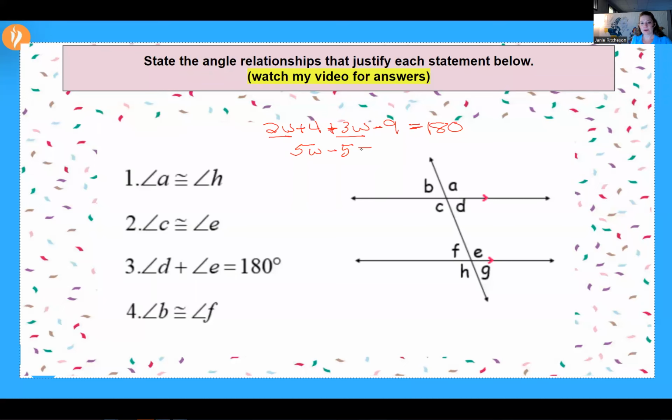So I hope solving equations in 7th grade is coming back to you guys. To get rid of minus 5, we're going to add 5 to both sides. So then we have 5w is equal to 185. And then how do you get rid of times 5? What's the opposite of times 5? You divide both sides by 5. And I believe that's 37. Yep, 185 divided by 5 is 37.